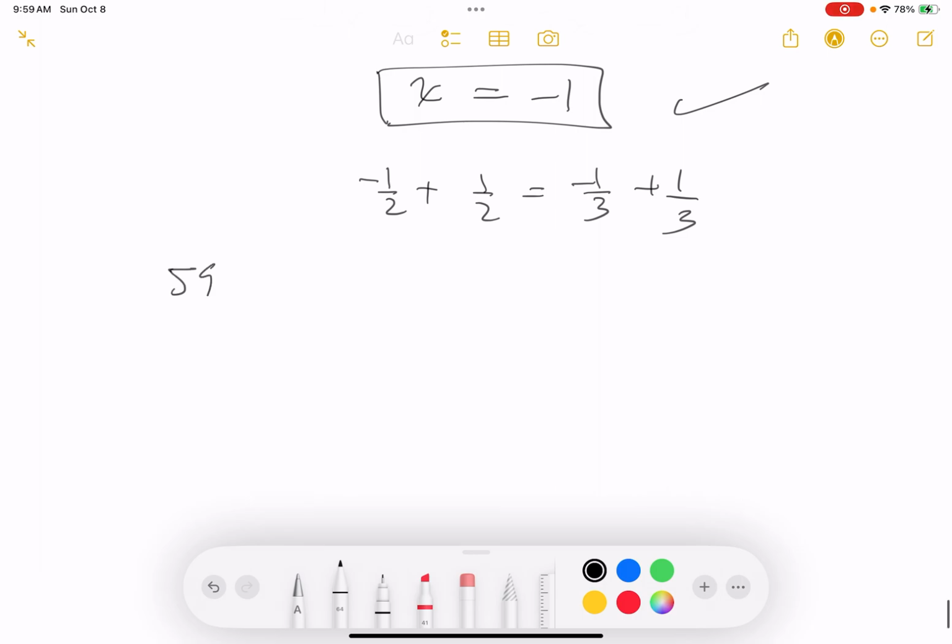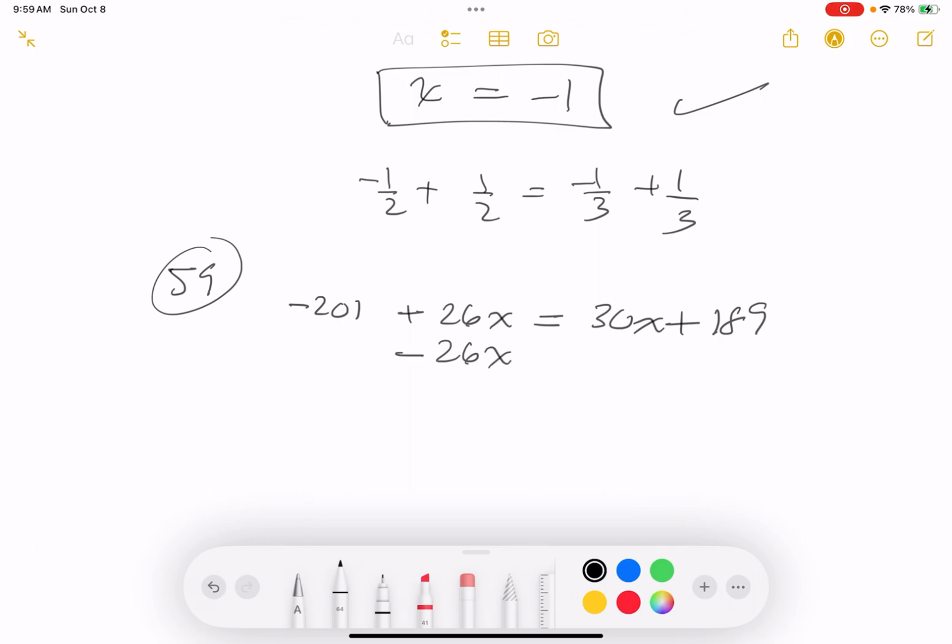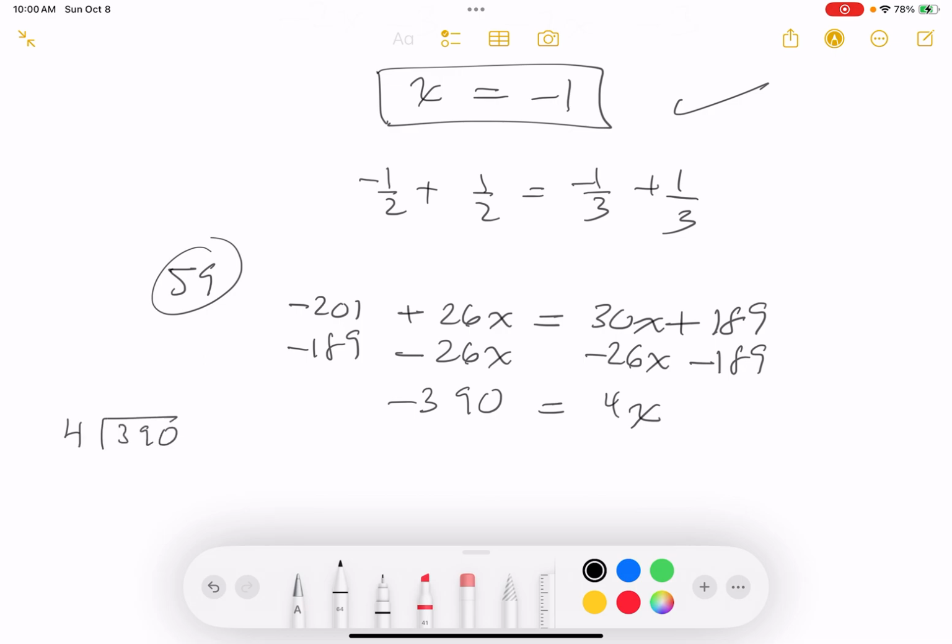Let's go to 59. And what's 59? Big numbers, right? So minus 201 plus 26x equals 30x plus 189. All right, I would subtract 26x from both sides, and I would subtract 189 from both sides. What do you get over here? Let's see. You can get minus 390. And then the other side, what are you going to get? 4x. All right, not so bad. So I'm going to divide 4 into 390 now. What do you get over there?